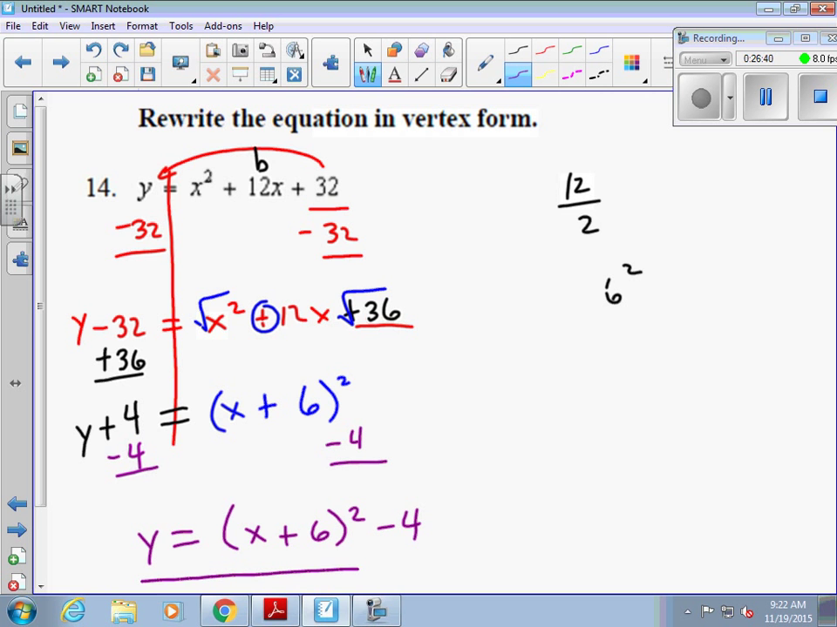This is vertex form. And you can see the vertex. Remember, it's the opposite of what this one is, so negative 6. And it's exactly what this one is, negative 4. So negative 6, negative 4 is where your vertex would be.